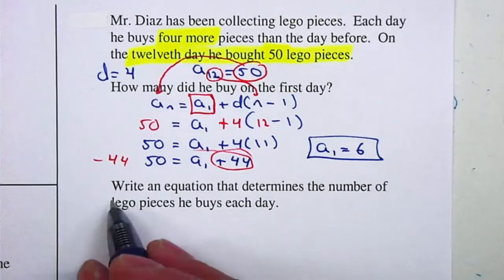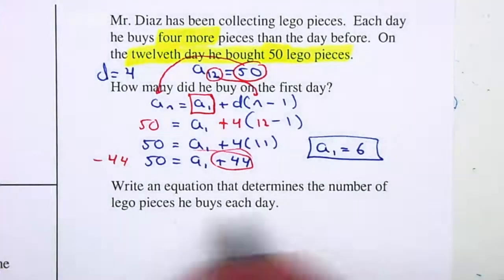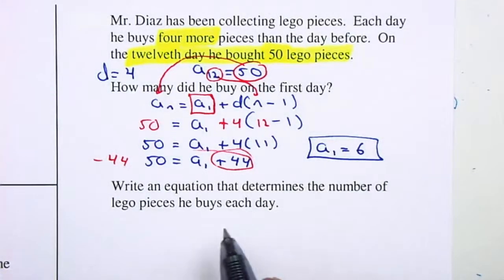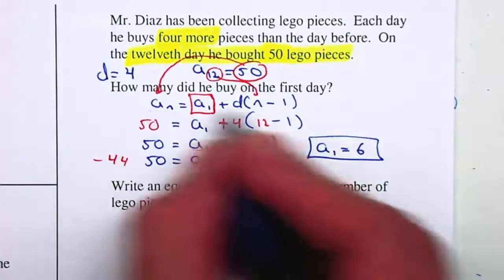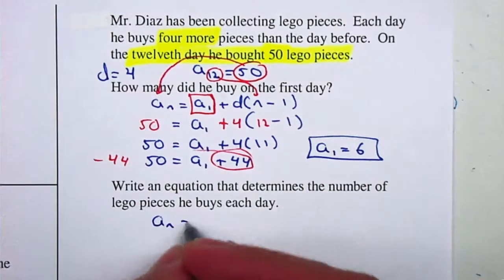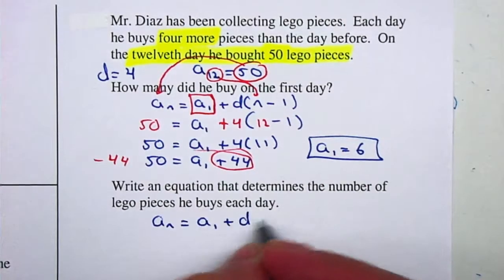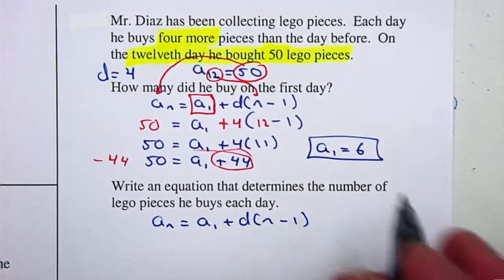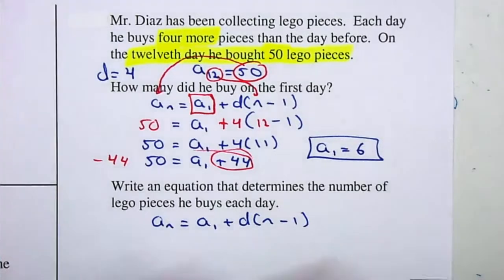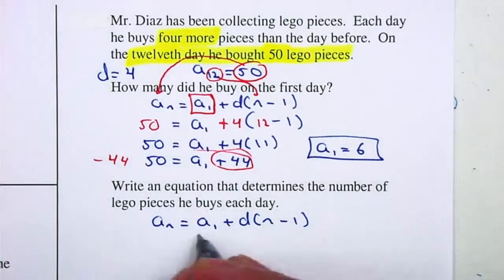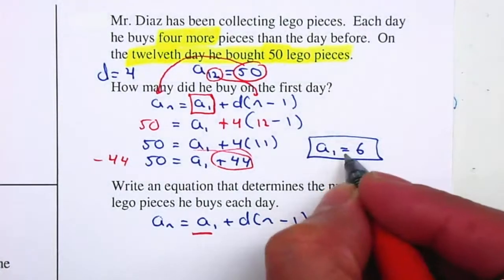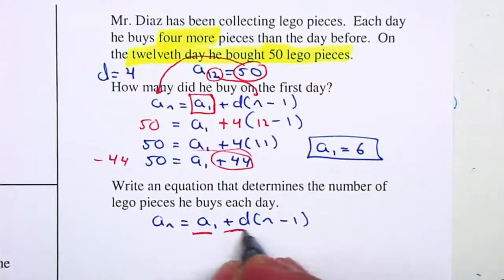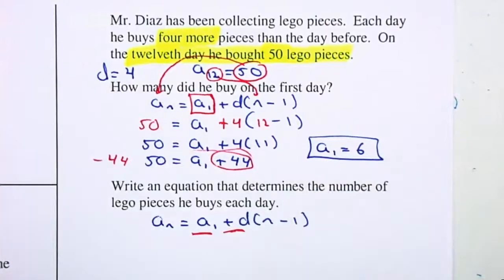Letter B. Write an equation that determines the number of Lego pieces he buys each day. So we're going to use the same equation, the n term. That will give us that equation. Remember, n term is the same thing as the equation. And the only thing that I need to plug in is the A sub 1, which we already found in step 1, and your difference, which is given to us.